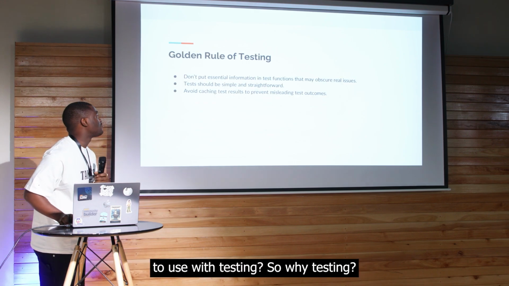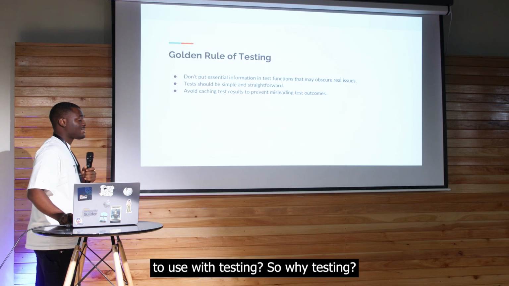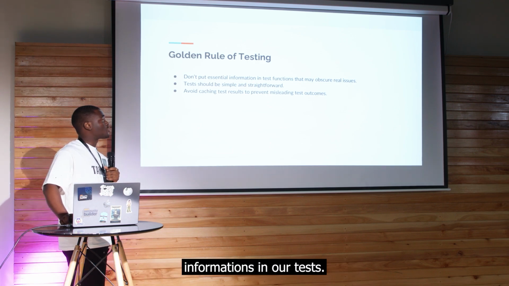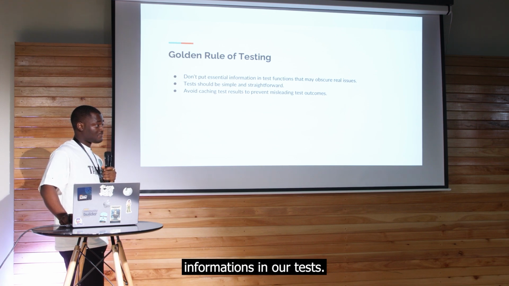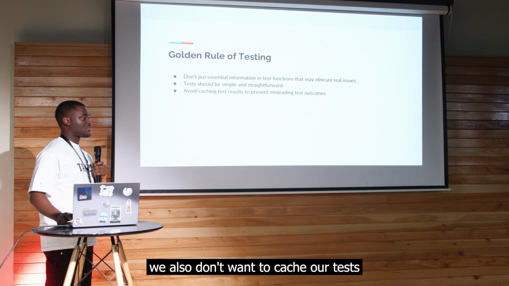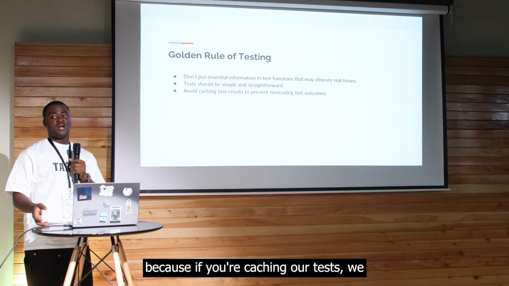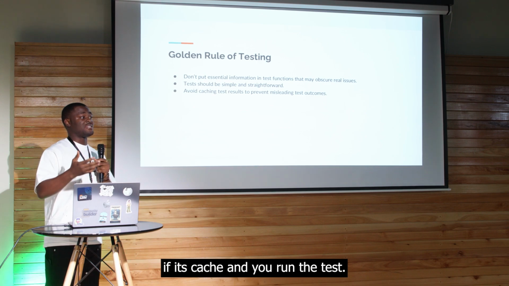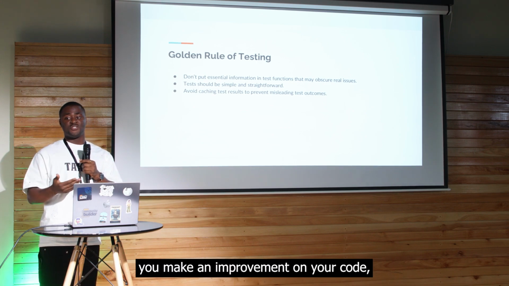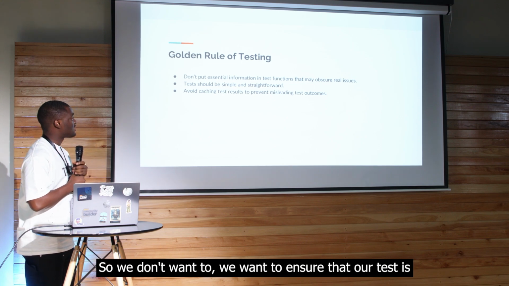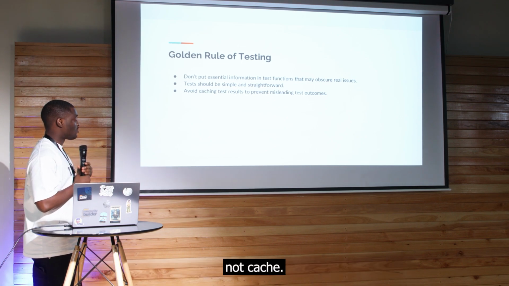So what are the golden rules when testing? While testing, we don't want to put important essential information in our tests. Okay? Our tests should be simple and straightforward. We also don't want to cache our tests, because if it's cached and you run the test again, let's say you make an improvement to your code, it gives you the same output. So we want to ensure that our tests are not cached.